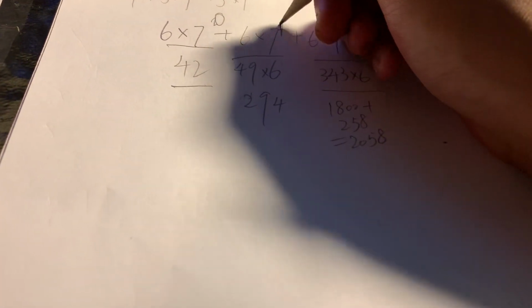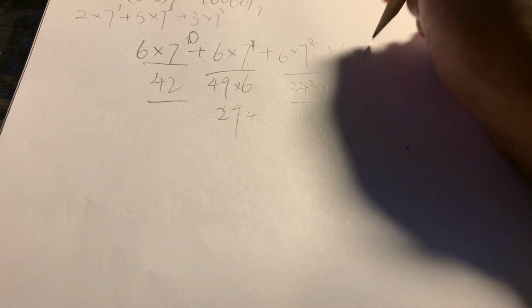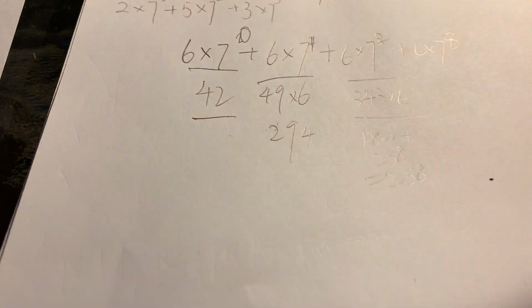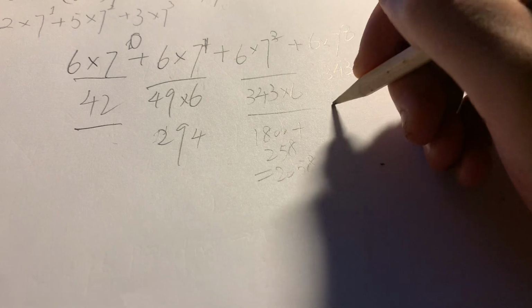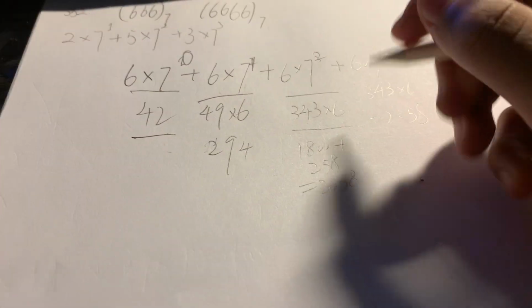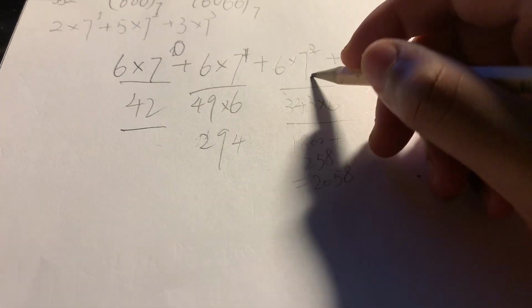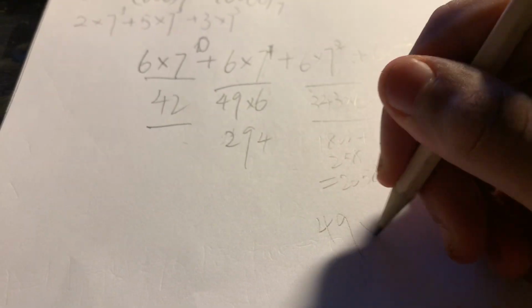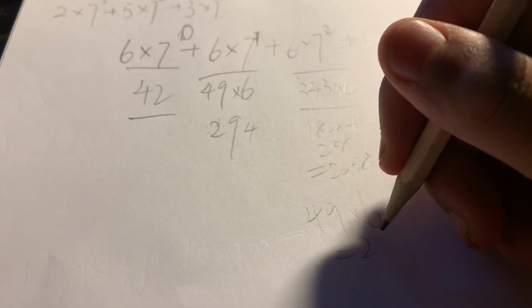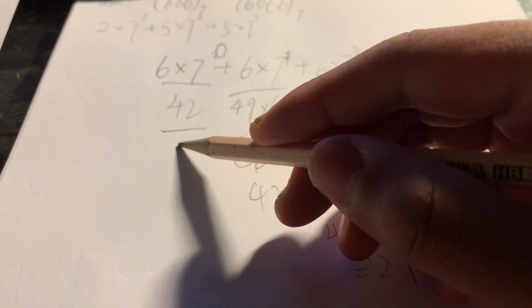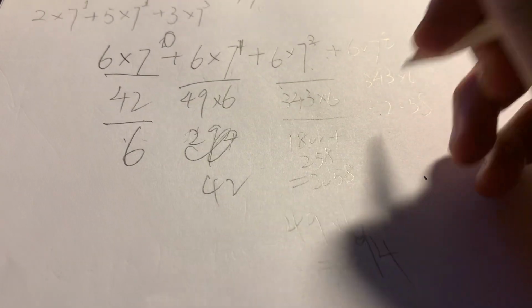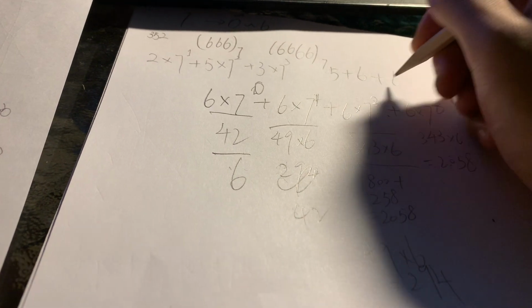Oh, this should be 0. It should be calculated in this way for base 7. So it is 343 times 6. It's going to be 2058. This is going to be 49 times 6 is 294. This is going to be 42. This is going to be 6. So I think if this drops, then it is definitely okay. So it's 5 plus 6 plus 6 plus 6.